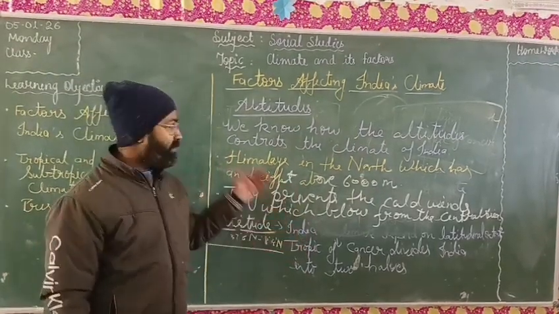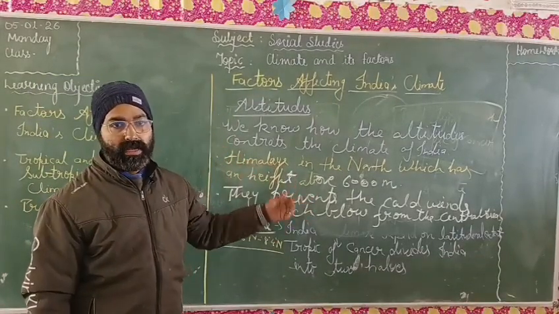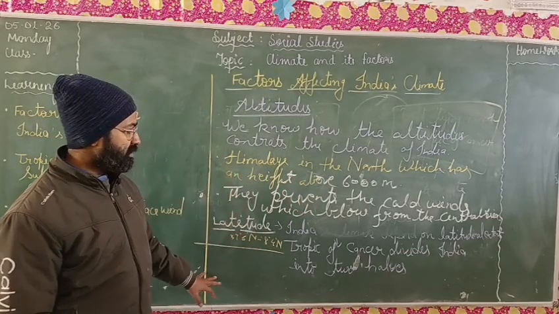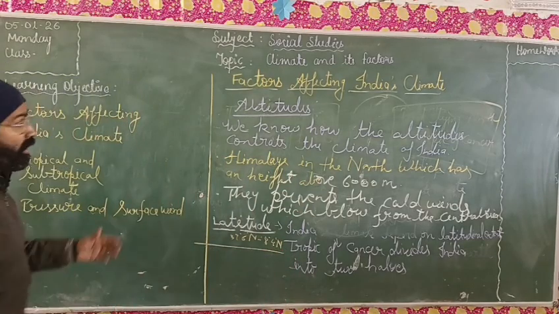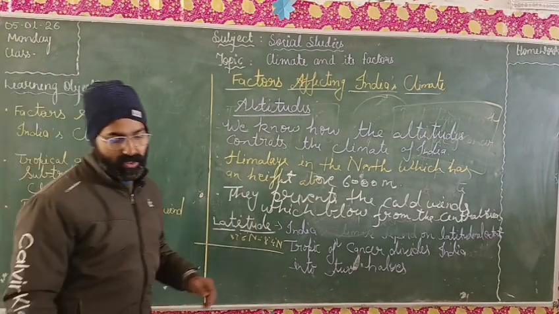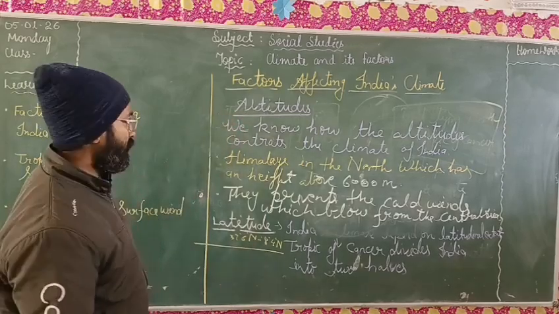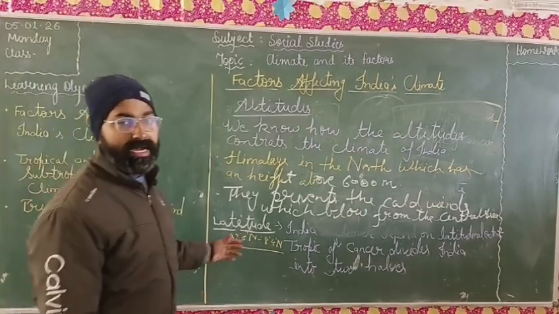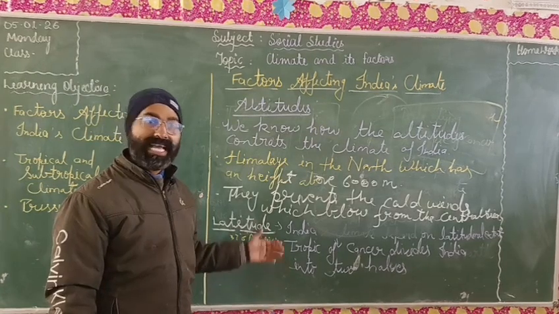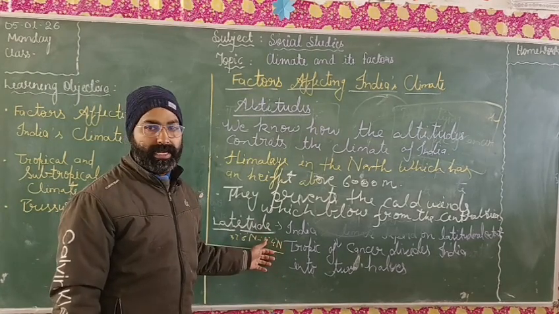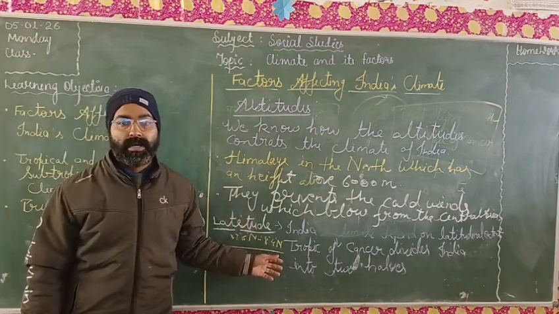Students, we have seen how the altitudes control the climate of India. So I have discussed latitudes and altitudes, how they control the climatic condition of India. In this way, altitudes affect the climate of India. Now tomorrow we will move ahead and discuss the pressure and wind system, how they control the climatic condition of India. So for today it's enough. You can note it down.